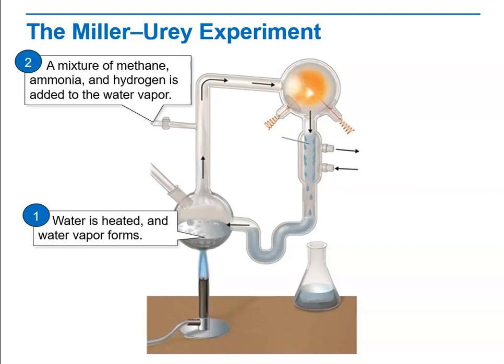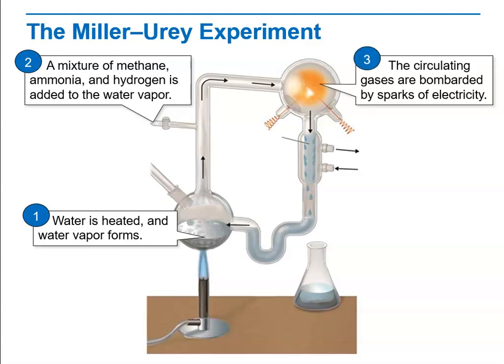Then they added methane, ammonia, and hydrogen to simulate Earth's early atmosphere. Remember, Earth was very different when it was forming, and early on in Earth's history, it had methane, ammonia, and hydrogen, not nitrogen and oxygen as we now know. Then they passed sparks through the gases to simulate lightning. On the early Earth, there was lots and lots of lightning.